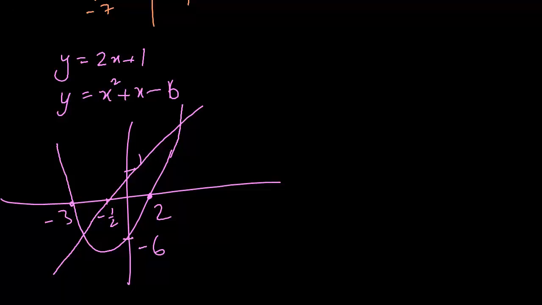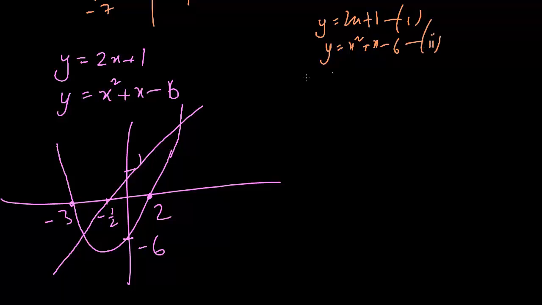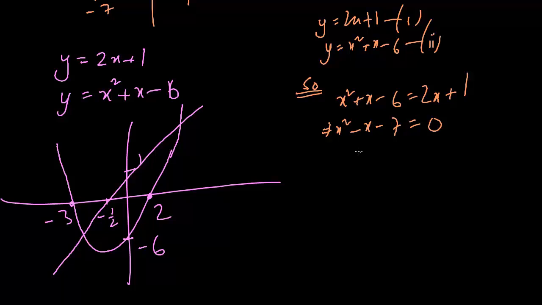So this is the same as solving simultaneous equations: y equals 2x plus 1, equation 1, and y equals x squared plus x minus 6, equation 2. So how do we solve it? We can solve this by substitution. x squared plus x minus 6 equals 2x plus 1. We can write x squared, x minus 2x is minus x, minus 7, and we can solve this. We can find two values of x.